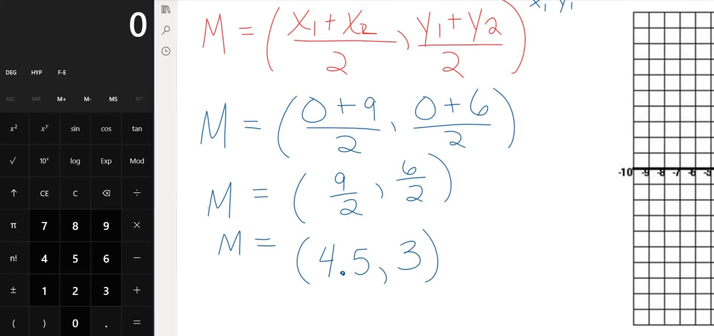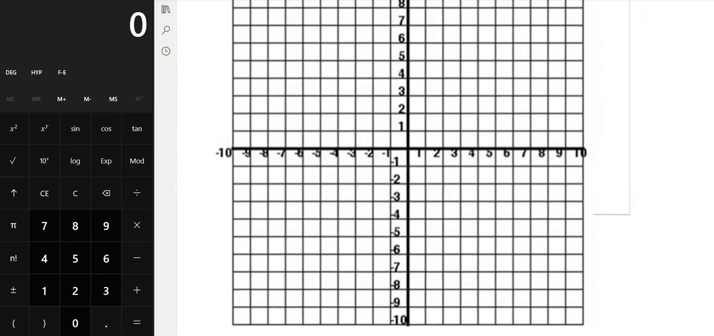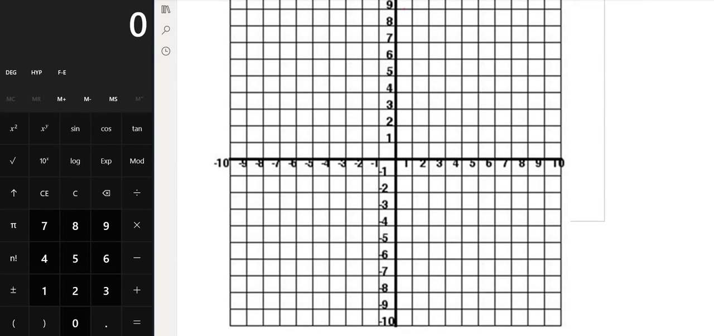Now I have a graph here because what I want to do is check, does my answer make sense? For everything in this unit, you can check if your answer makes sense. So how are we going to do that? Well, let's plot AF and see if it looks like our midpoint is pretty accurate. So remember, A is at (0, 0). So I'm going to put a point at (0, 0). And then F was at (9, 6).